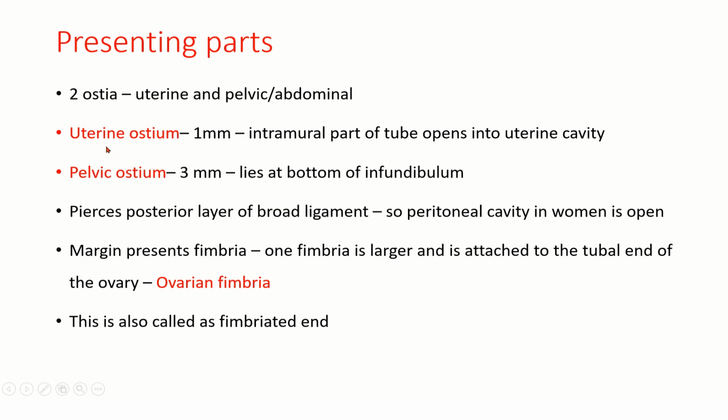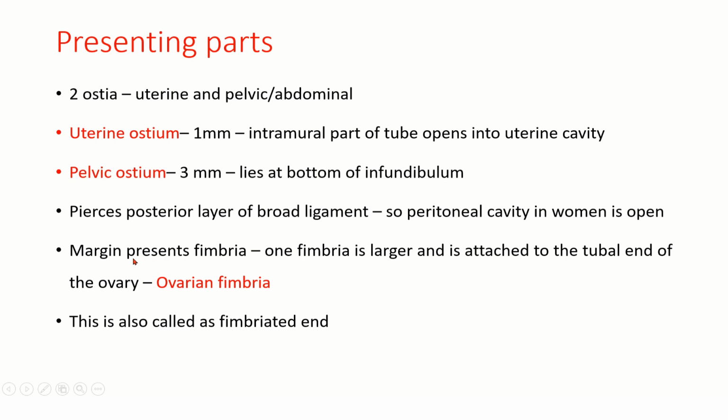Presenting parts: there are two openings which are called ostia, the uterine ostium and the pelvic or abdominal ostium. The uterine ostium is approximately 1 millimeter in diameter. It is the point where the intramural part of the uterine tube opens into the uterine cavity. The pelvic ostium is 3 millimeters in diameter, lies at the bottom of the infundibular part of the uterine tube, where this pierces the posterior layer of the broad ligament and opens into the pelvic cavity. So the peritoneal cavity in women is open.